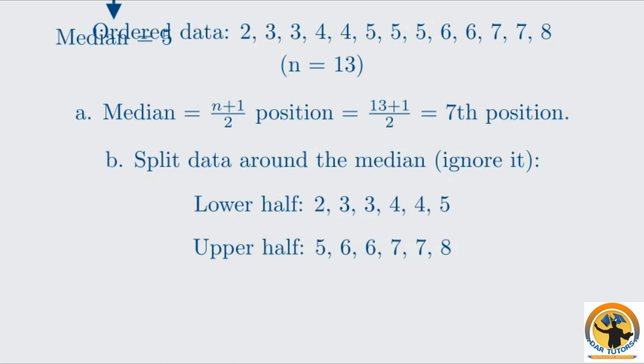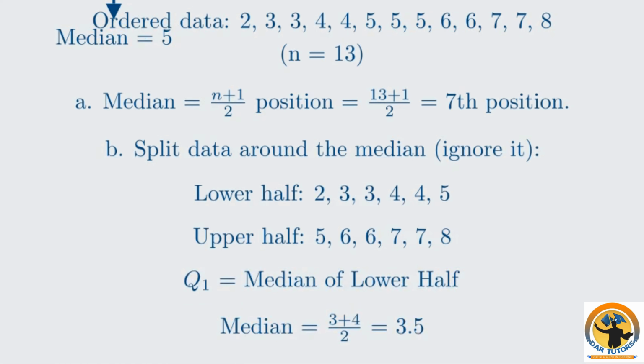Now Q1 is the median of the lower half. The lower half has 6 values. Its median is the average of its third and fourth values, which are 3 and 4. The average is 3.5, so Q1 is 3.5. And Q3 is the median of the upper half.